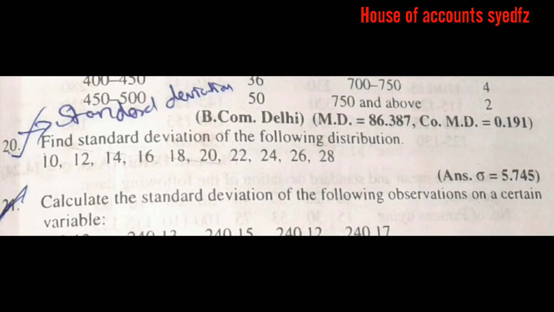This is the standard deviation in individual series. Find the standard deviation of the following distribution: 10, 12, 14, 16, 18, 20, 22, 24, 26 and 28. So we have to calculate the standard deviation with the formula of standard deviation is equal to, this is the individual series, so root sigma x square divided by n. Okay, an answer is also given. Let's start the solution.